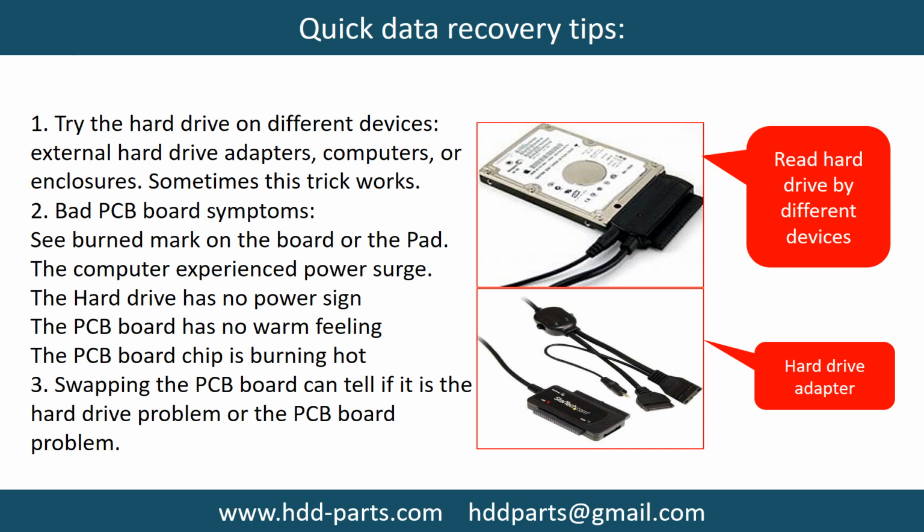There are some simple ways to recover data from a hard drive. One of them is to try to read the hard drive with different devices, like different external hard drive adapters, computers, or enclosures. Because different devices use different ways to read a hard drive, sometimes this trick works. Another way is swapping the hardware PCB board, which can fix the problem caused by the PCB board. There is a cost in swapping the PCB board, but it is way cheaper than sending the hard drive to a data recovery firm.